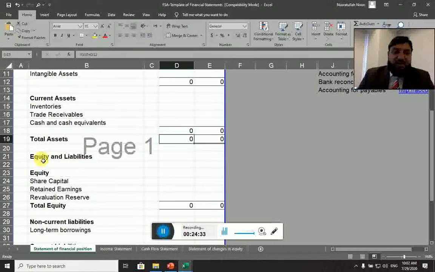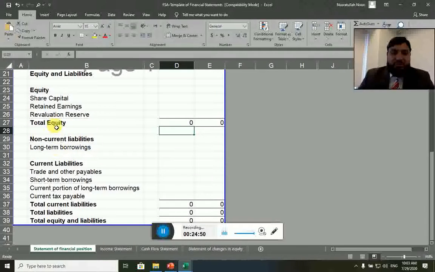Then we have equity and liability portion. So in international format, first equity is reported, but in Afghanistan you see first liabilities were reported. So equity portion: share capital, retained earnings, revaluation reserve. These are added, the total is found. Next we have liability. First non-current liabilities, then current liabilities, right? Total of current liabilities, then total liabilities, both of them are added, then total of equity and liability. So this is the international format.